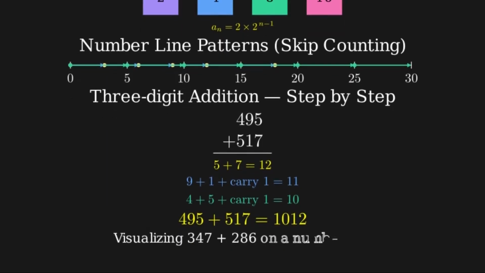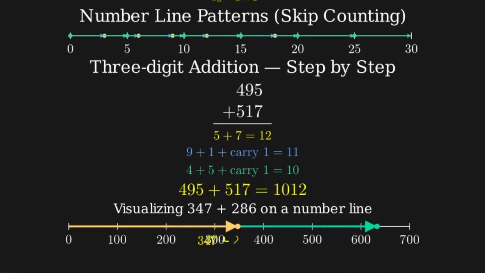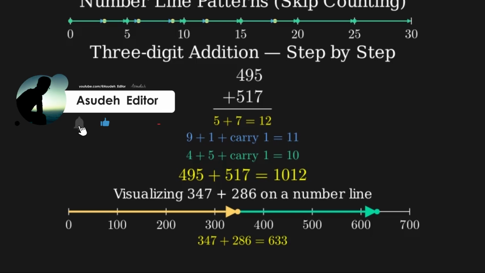Let's also visualize one addition on the number line. We'll add 347 plus 286 by making a jump of 347 and then jump 286 more.